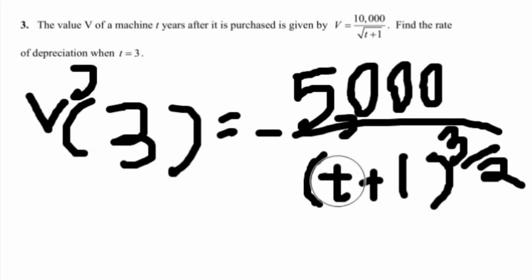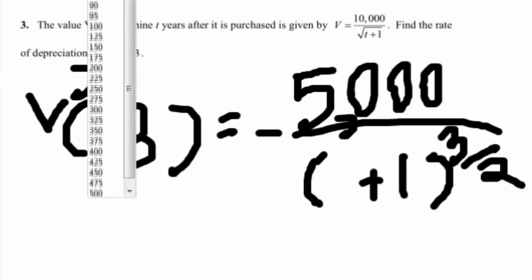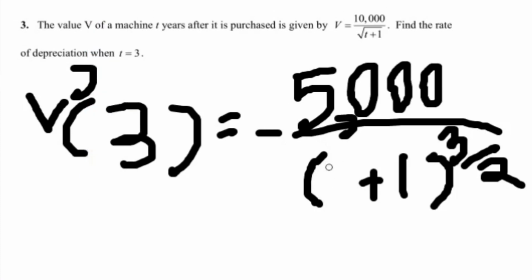So now that we've got that, the easiest thing to do at this point in time, what we've got wrong here is we've got a happy t. Now, you never want your t's to ever be happy. You want them to be 3s. So we're just going to turn that t into a 3 because it's the correct thing to do. So now that we've got 3 plus 1 raised to the 3 halves under 5,000, we can simplify it even further.